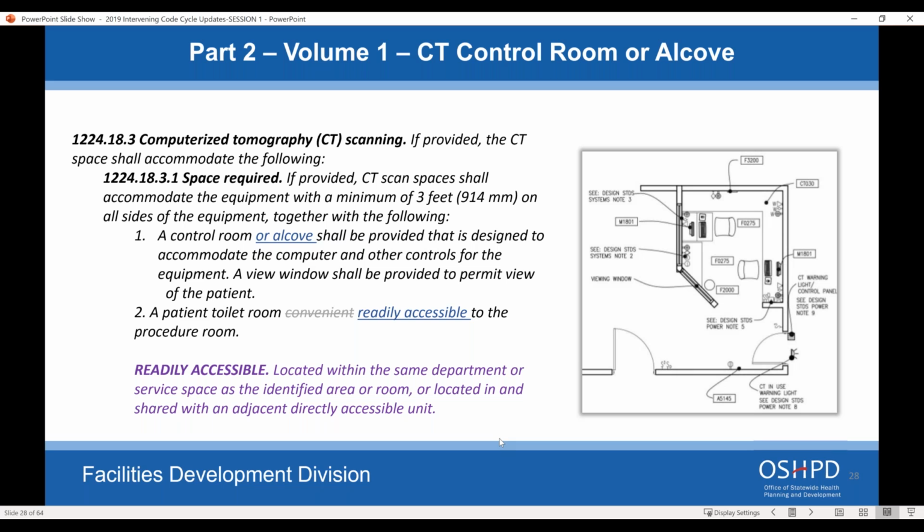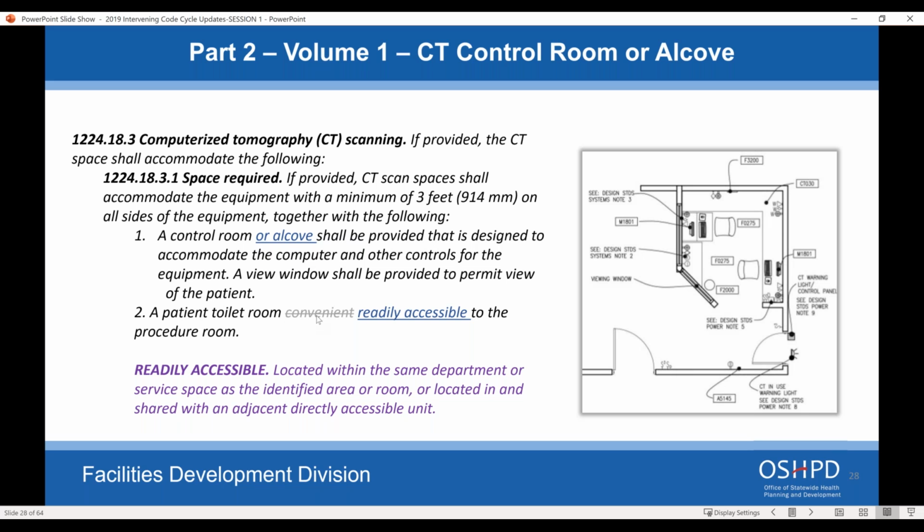This is allowing for CT rooms that you can have a control room or an alcove. This would be considered an alcove. You have no door separating the tech area from the service area. So that added some confusion where people were interpreting that as a door being required, and that is not the case for CT.